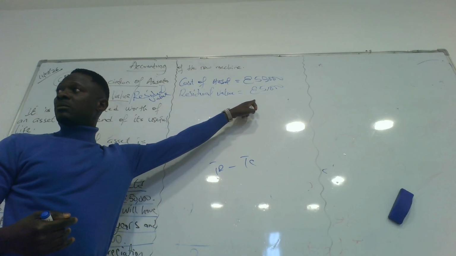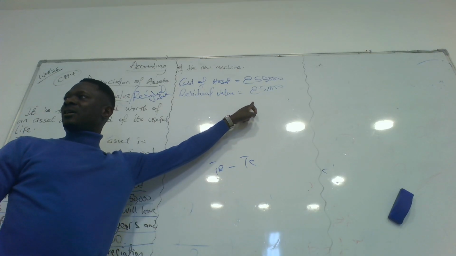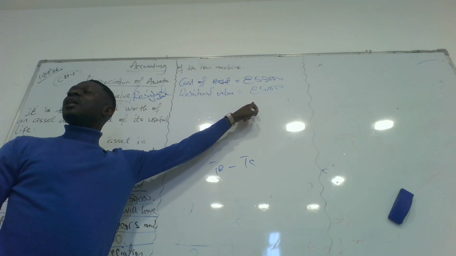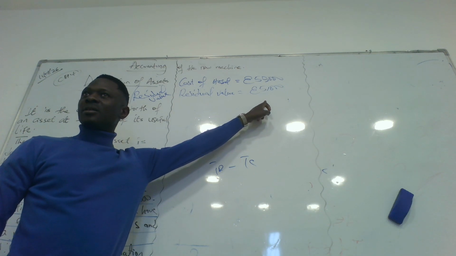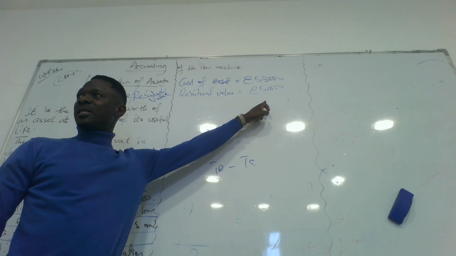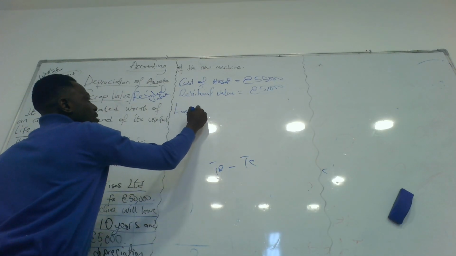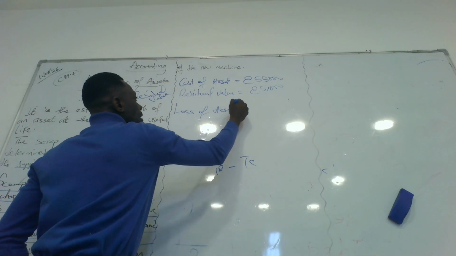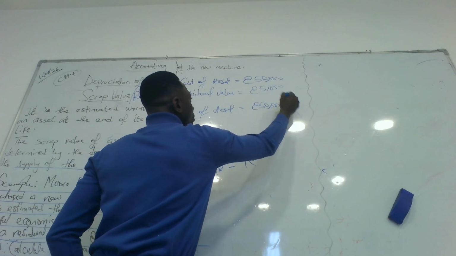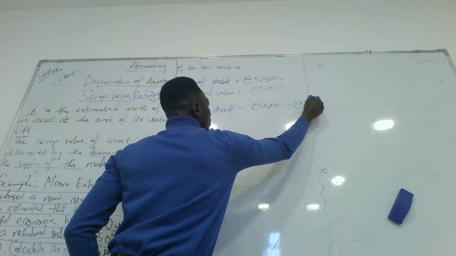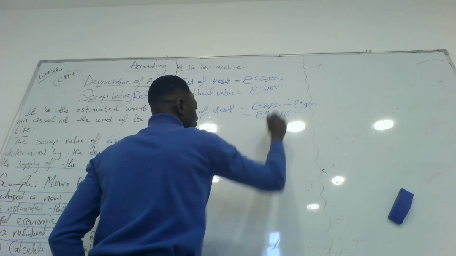What is residual value? Residual value is the worth of the asset after its economic life. So after its economic life, it will be worth 5,000. So divide by 10? No, you don't divide by 10. You subtract this from this. So the loss of the asset equals the cost minus the scrap value. So the loss of the asset is 45,000. Do you understand that?